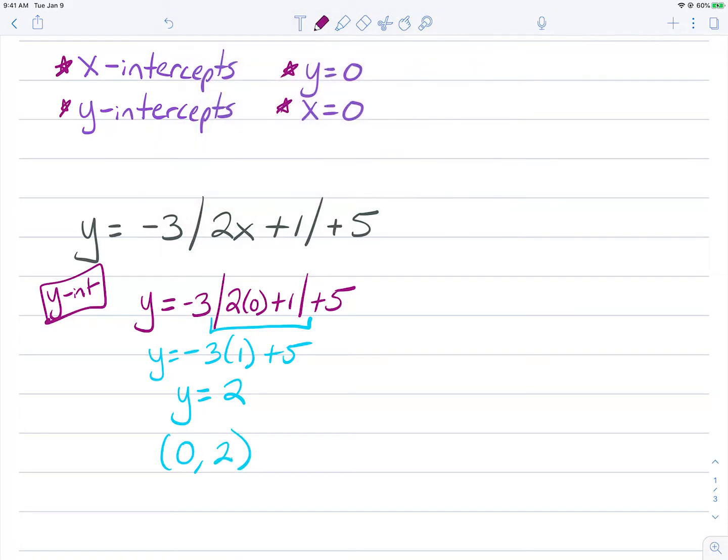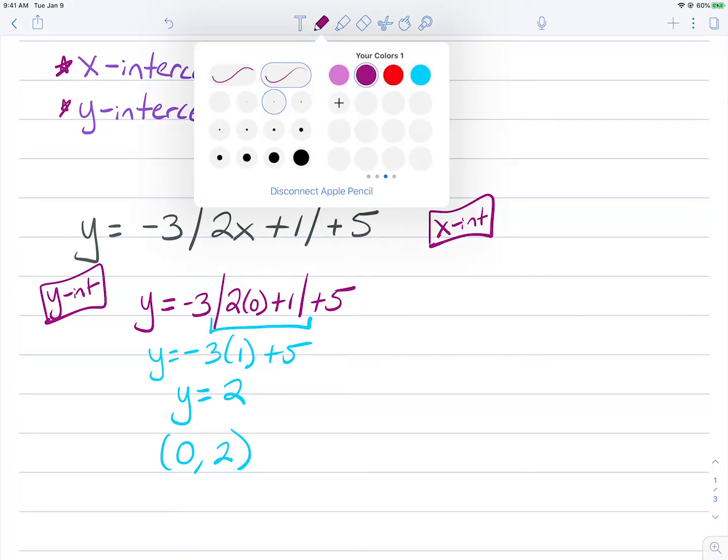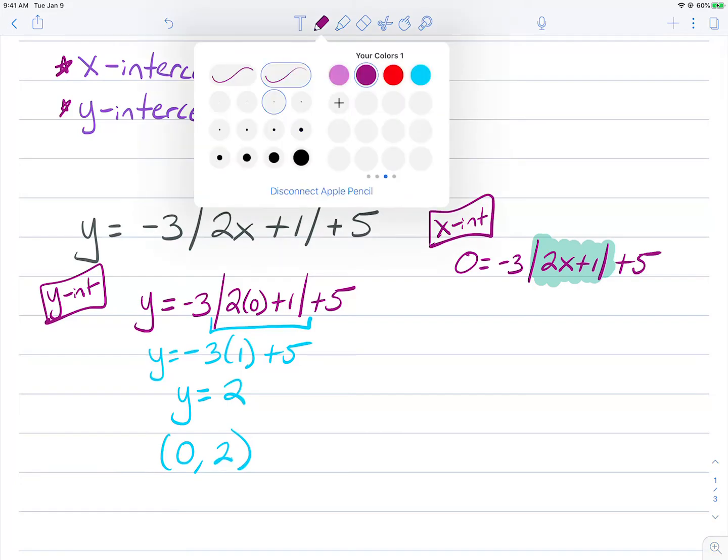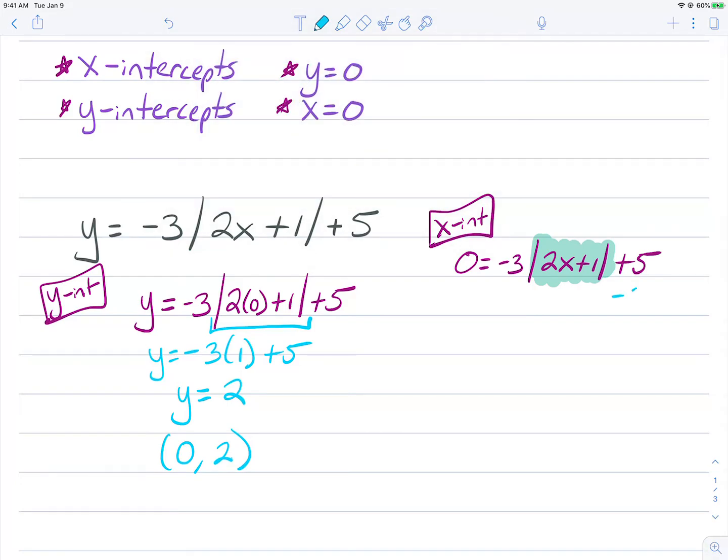So now I'm going to find the x-intercept, which means I'm going to plug y equals 0 into my equation. So I have 0 equals -3 absolute value of 2x plus 1, plus 5. So for this problem, this is a solving an absolute value problem. I only have an x, I have an absolute value. So the first thing I'm going to do is get my absolute value by itself. So I'm going to subtract 5 from both sides. -5 equals -3 absolute value of 2x plus 1.